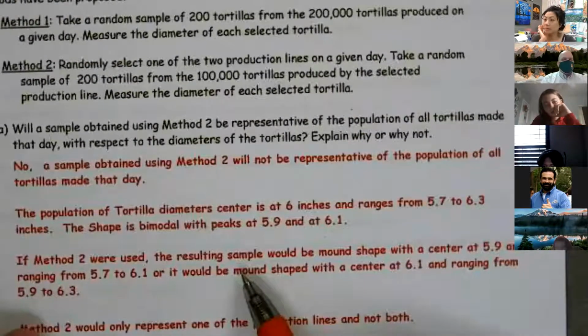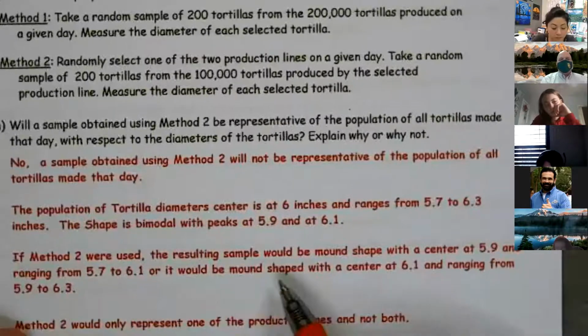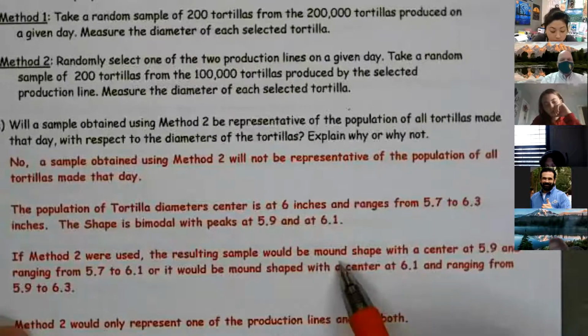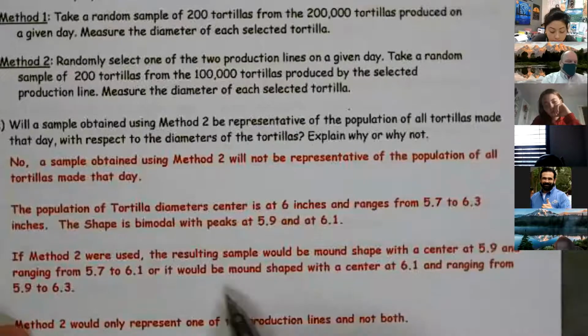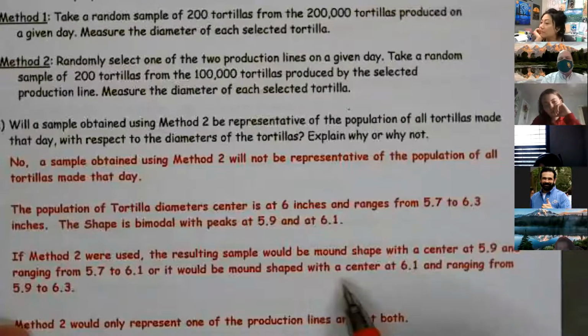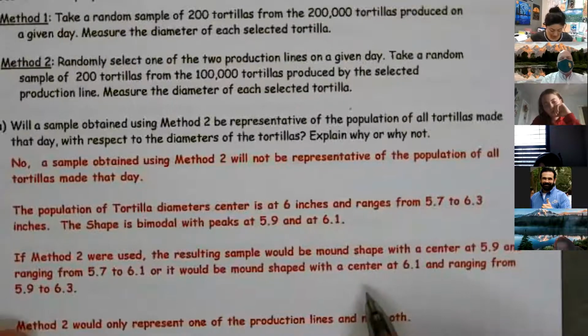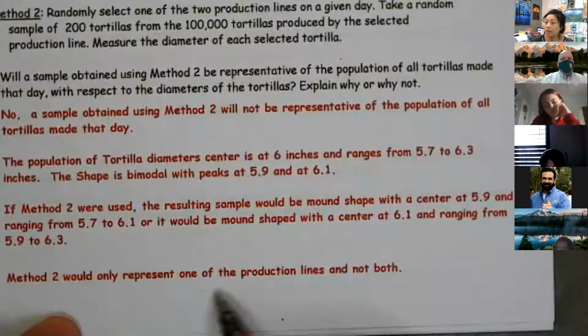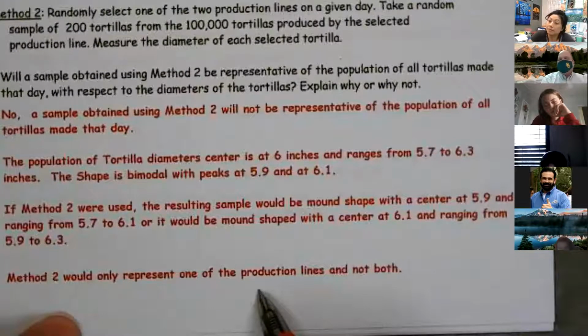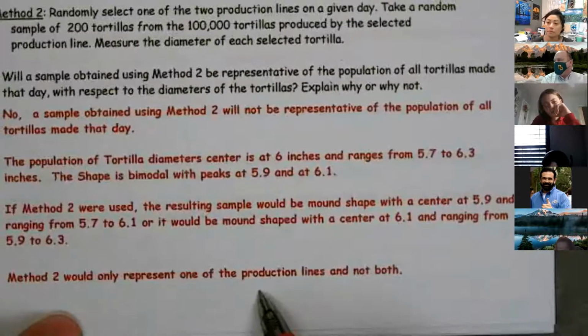If method 2 were used, the resulting sample would be mound shaped, in other words, not bimodal, with the center at 5.9 and ranging from 5.7 to 6.1. Or it would be mound shaped with a center at 6.1 and ranging from 5.9 to 6.3. Method 2 would only represent one of the production lines and not both.